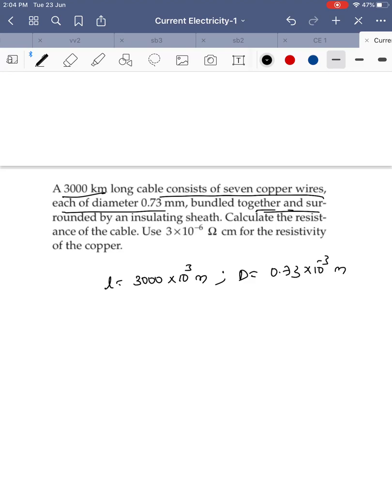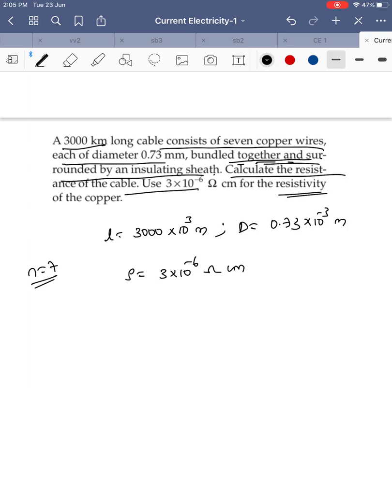Bundled together, so how many are there? N is equal to 7. Bundled together and surrounded by insulating shield. Calculate the resistance of the cable if resistivity is given. So rho is given as 3 into 10 power minus 6 ohm centimeter. Then our task is to find the resistance.